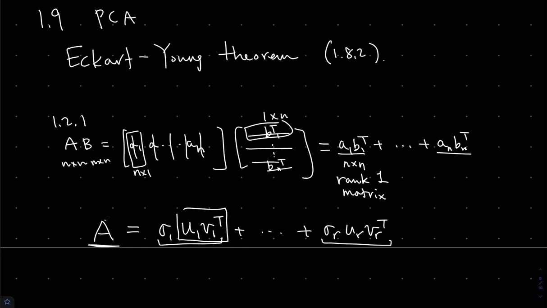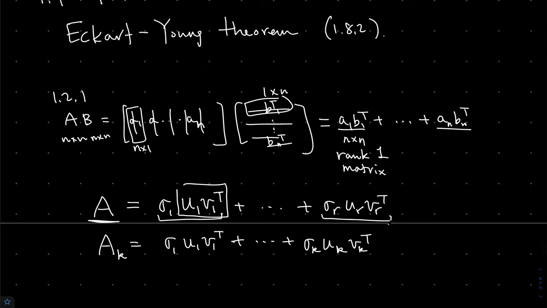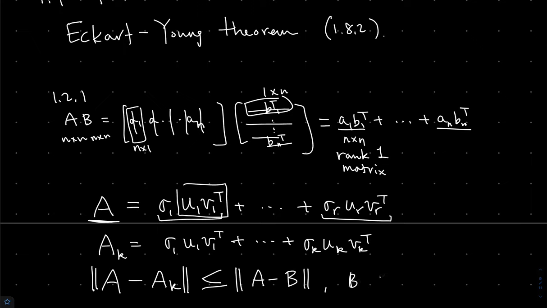And let's define a kth order rank one reconstruction as U1 sigma 1 V1 transpose plus ... up until only the kth rank 1 component. Now, what the Eckhart-Young theorem says is that the norm of A minus AK is always equal to or smaller than the norm of A minus some matrix B, where the rank of B is K.